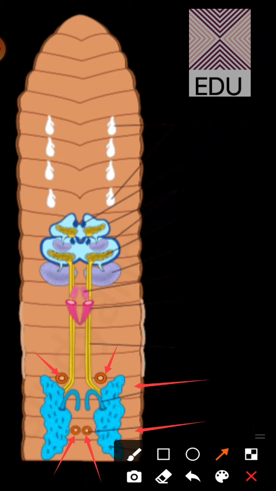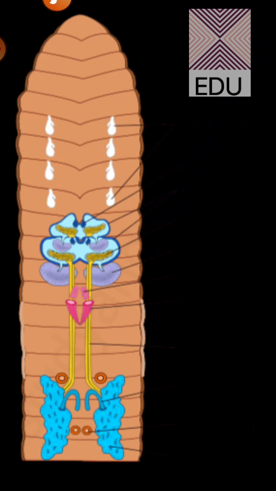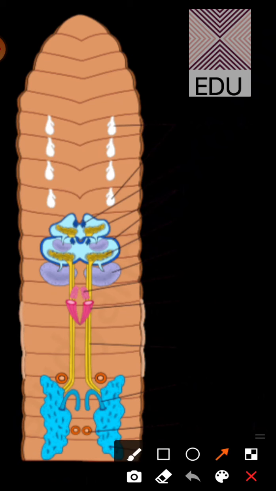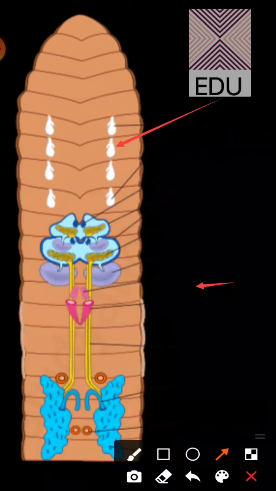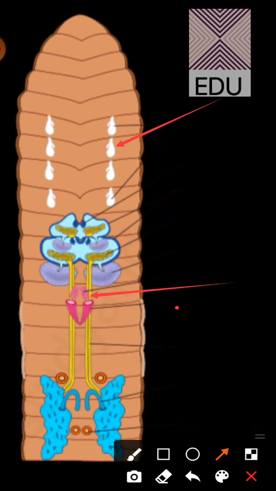So if we take the whole reproductive system once again, very briefly, then these are the spermathecae, which are storing the sperms of the other earthworm. That is a female reproductive system part. And then we have the ovaries in segment number 13. Then we have ovarian funnels. Then we have oviducts. They are opening at segment number 14. So that was the female reproductive system. That is very, very easy.